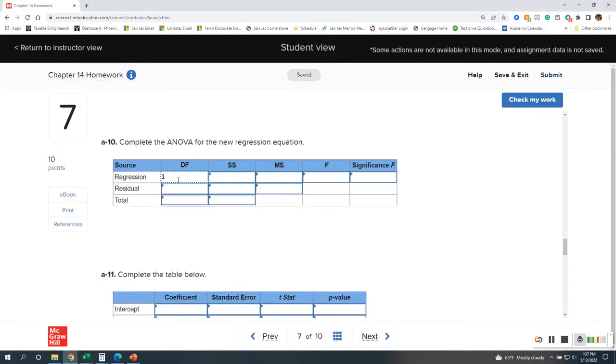So we input our ANOVA: 1, 23, 24. SS: 9.56827, 13.1908, 22.7591. MS: 9.56827, 0.57351. F: 16.6836. And 0.00.